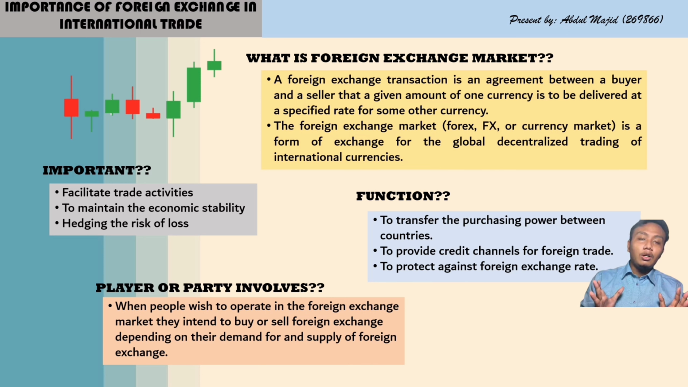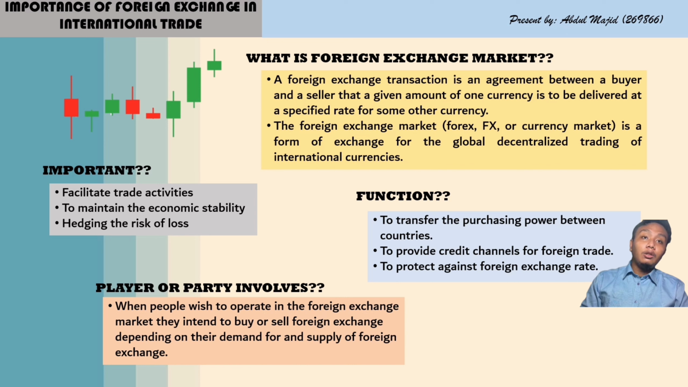So the function of foreign exchange is to transfer purchasing power between countries. Let's say in US dollar, they have a lot of purchasing power but they don't have goods they want to buy. So they want to buy a good from Malaysia because of the quality. They want to buy a bag from Malaysia. So the US will transfer their purchasing power to Malaysia. This will help Malaysia's economy, and also help the US economy too.